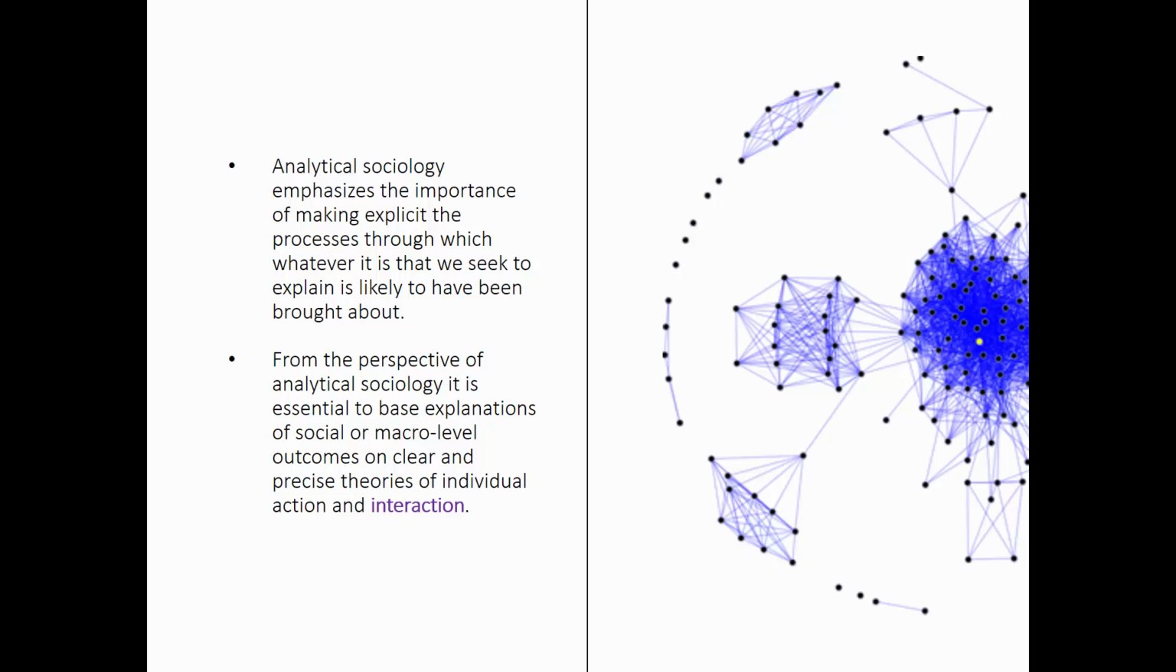Okay, so analytical sociology, it's nothing new, emphasizes the importance of processes, how something comes about, and it does so by looking at precise theories of individual action and interaction. And this is now a more fancy network plot, something that you can look at, study and visualize. Actually, some people, that's all they do, they visualize these kinds of things. And then you can actually analyze it, which requires a different kind of thinking than what you might be used to.